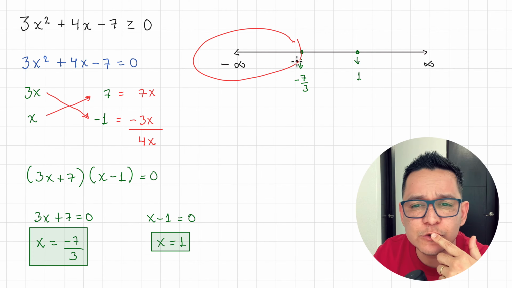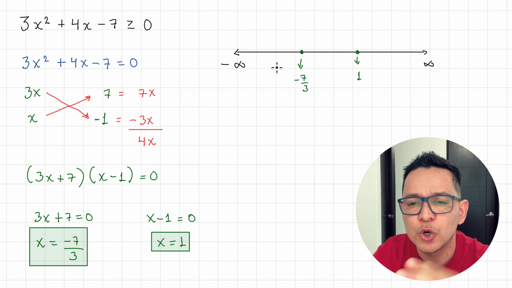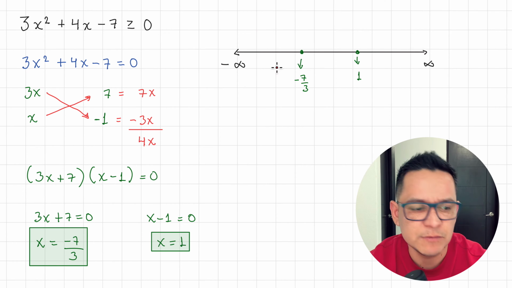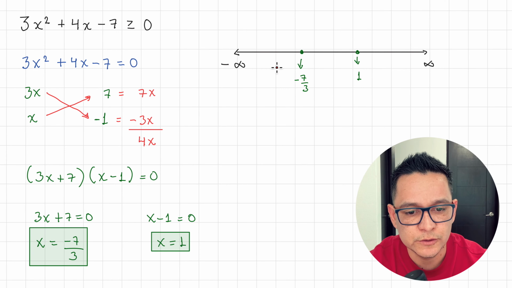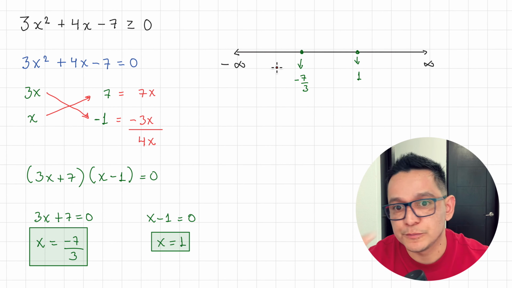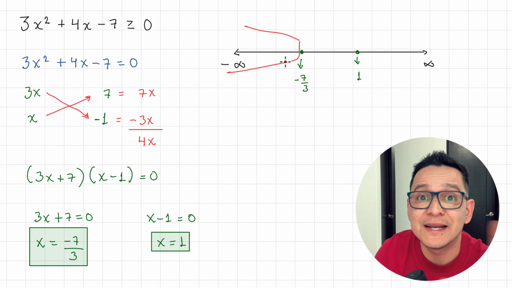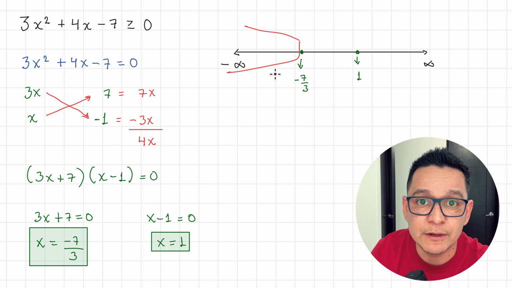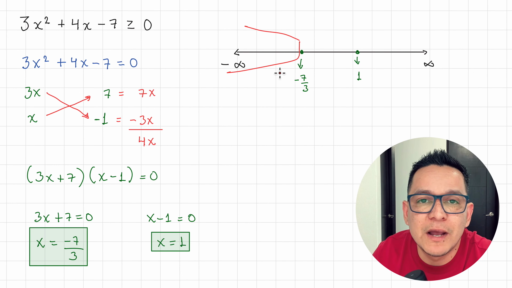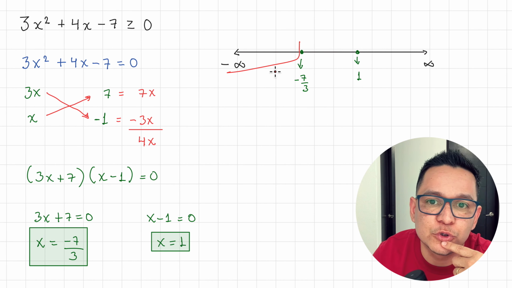Negative 7 over 3, how much is that as a decimal? It's about negative 2.3, I think. Let me check quickly. 7 over 3 is negative 2.3. So, all the values that are less than negative 2.3 will work for me to do the first test. So, let's see. Start thinking of a value that's less than negative 2.3.